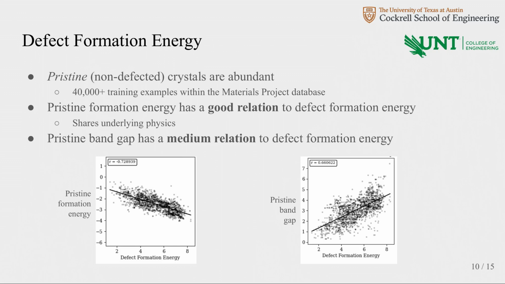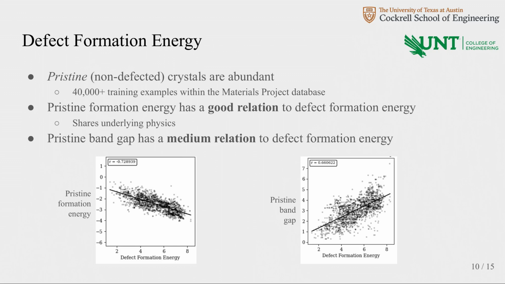But if you ask a physicist, the way that the physics people on this project described it to me is that the pristine formation energy just shares a lot of the physics with defect formation energy. So if this model were not a deep learning thing, but if it were a human, then teaching them how to find the pristine formation energy should make it easier to find the defect formation energy than someone who does not know the pristine formation energy.